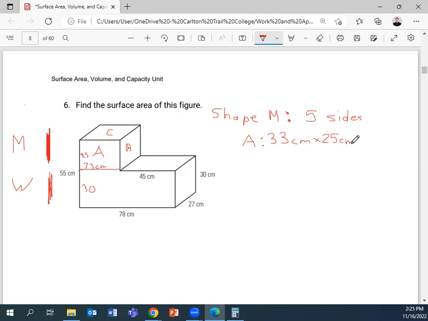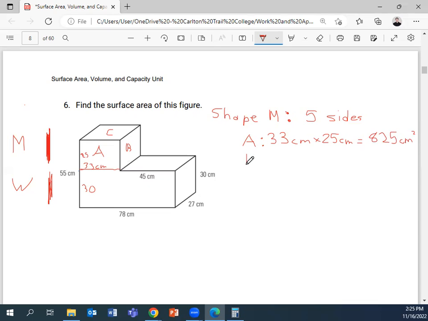Again, you use what you know to figure out what you don't know. You use the sides that you have to figure out the sides you don't have. So if I were to multiply these together, I could probably do this in my head, but I don't feel like it right now, 825 centimeters squared. Cool. Perfect.